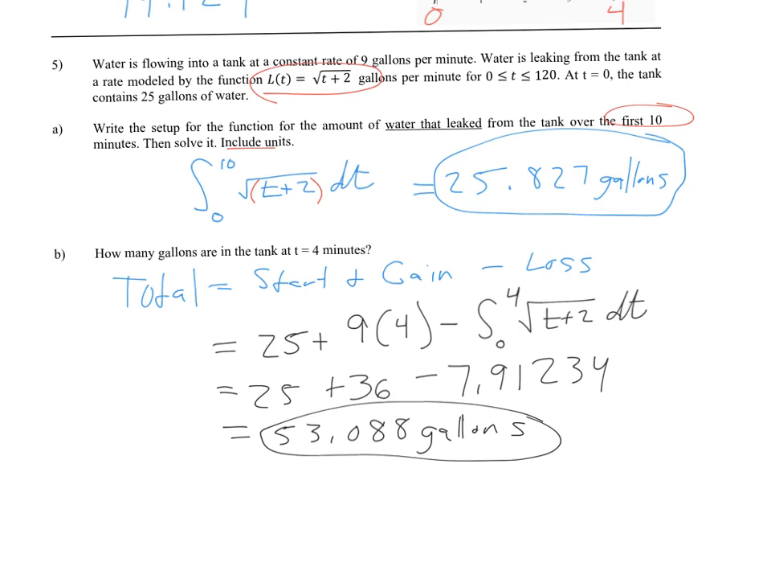We look at part B. How many total gallons are in the tank at 4 minutes? So the total is going to be how many we start with, plus how many we gain, minus how many we lose. Makes sense, right? How many did we start with? Well, when time equals 0, we had 25 gallons. How much did we add? Well, it says we flow into the tank at 9 gallons per minute. So that would be 9 gallons per minute times 4 minutes, so 9 times 4 is going to give us 36. And then subtract how much we lost, which is kind of what we did in step 1, but instead of going from 0 to 10, we're going from 0 to 4. I worked all that out, and you'll see that at 4 minutes we had 53.088 gallons in the tank.